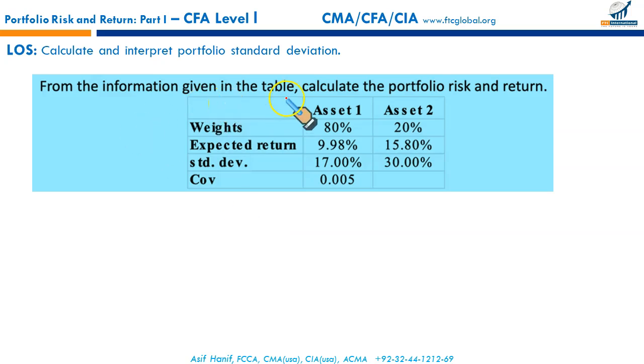From the information given in the table, calculate the portfolio risk and return. We have two assets, asset 1 and asset 2, with the weights 80 and 20. The expected returns 9.98 and 15.8, standard deviation given, and the covariance is also given. So we have to calculate three things: the portfolio return, the portfolio variance, and the portfolio standard deviation.